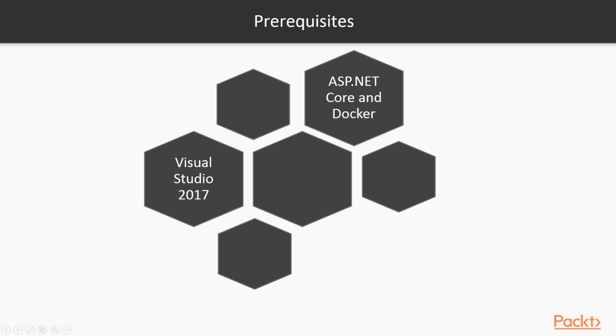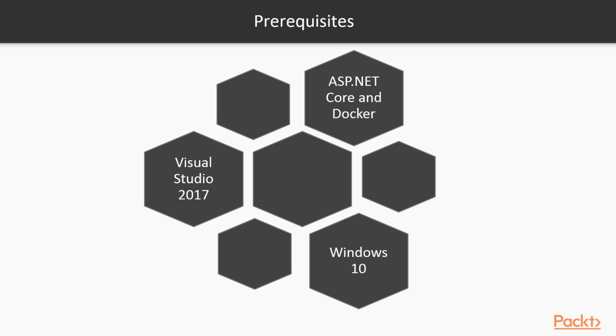During this course, we'll be working on a sample .NET Core application and deploy it into a Kubernetes cluster. Apart from these, you would need Visual Studio 2017 Community Edition for the labs and a Windows 10 development machine. You can download Visual Studio Community Edition for free from the Visual Studio website.